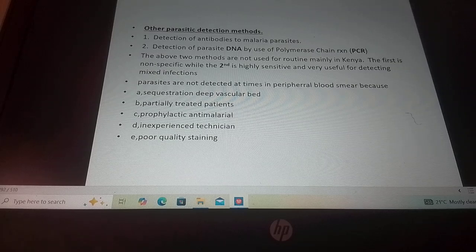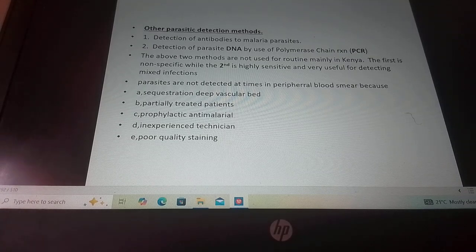And the parasites are not detected at times in peripheral blood smear because, one, we could have the sequestration in the deep vascular bed. Then we could also have partially treated patients. Remember, the patients who present with malaria, if they have taken pre-medication, have taken antimalarials, then you won't be able to diagnose malaria or to show the parasites in the RDTs. So remember that. Then the prophylactic antimalarials, then the inexperienced technicians, then poor quality staining. So don't fall under the inexperienced technicians. Just be competent with your work.